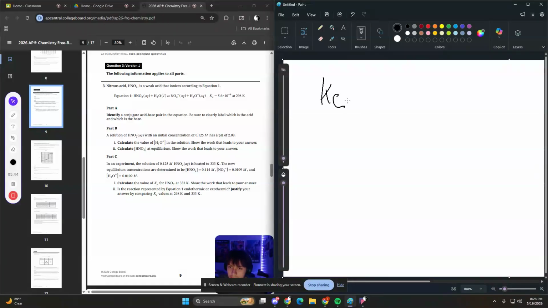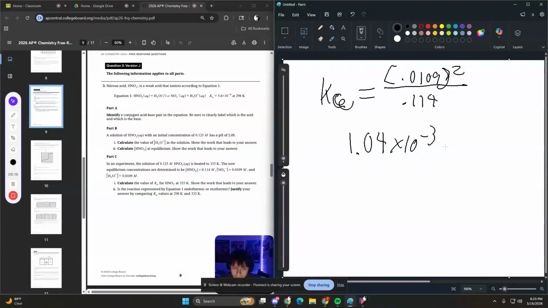We would just plug these in, right? We already know the equation. So we would just plug in 0.0109 squared, since both things on top are the same concentrations. They're going to times each other, over 0.114. We plug this into the calculator. 0.0109 squared over 0.114 gives us 1.04 times 10 to the negative third.